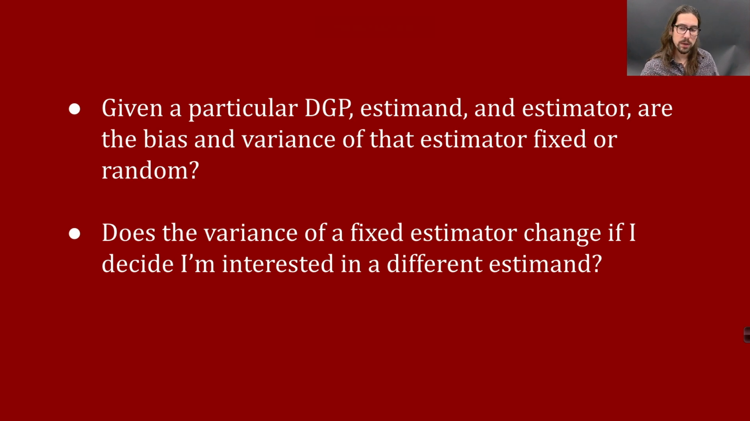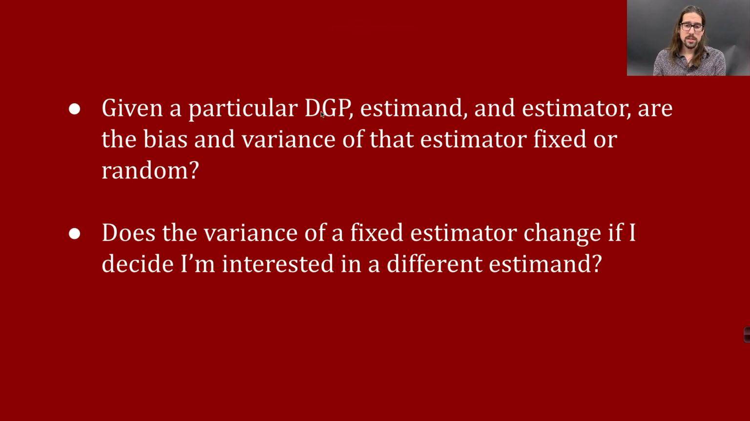So for the first one, the answer is that they're fixed. Bias and variance, like I said earlier in the lecture, are fixed quantities for a given data generating process, estimand and estimator. Because if I fix the estimator and the data generating process, that fixes the sampling distribution. So the variance is fixed already. Once I tell you the estimand, that fixes the bias. So everything is a fixed known quantity.